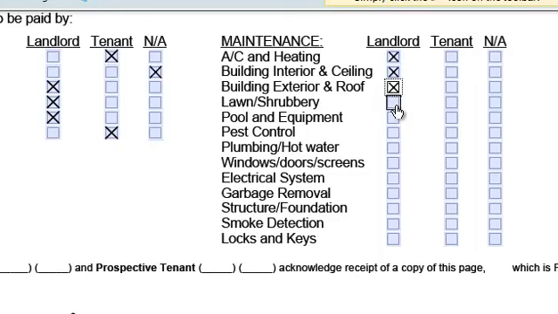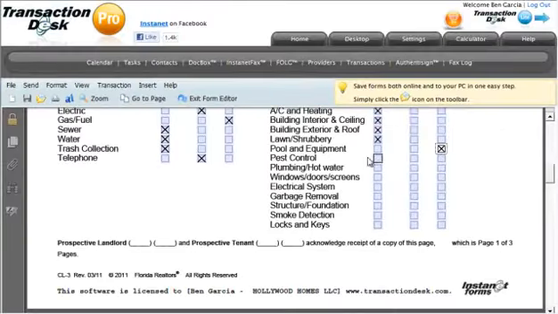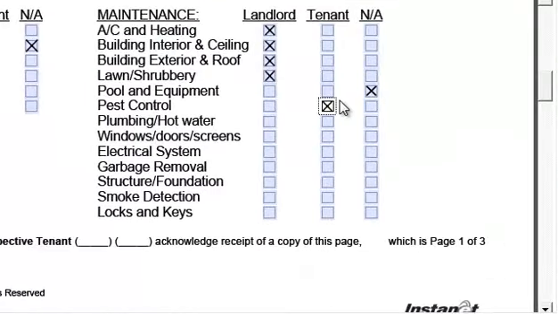Even if they're not mowing the lawn, they are paying in their maintenance fees for the premises to be taken care of. Pool, do they have a pool? Yes, no. If it's not applicable, put it there. Pest control, almost always is the tenant's responsibility. You may put in the special clauses that you would like the landlord to do the initial pest control. That's okay, but the monthly pest control is normally the tenant's responsibility.